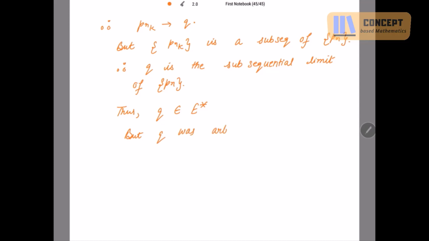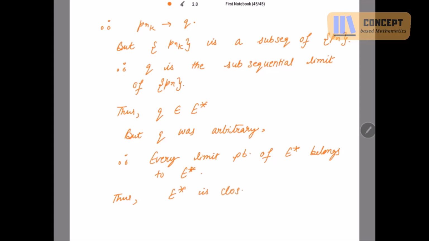But Q was arbitrary. That means every limit point. What is Q? We have taken Q to be the limit point of E star. As Q is arbitrary, not for one point but for every limit point of E star, it belongs to E star. Right? Thus, whenever this happens, we say that E star is closed. This is what we had to prove. Thank you.